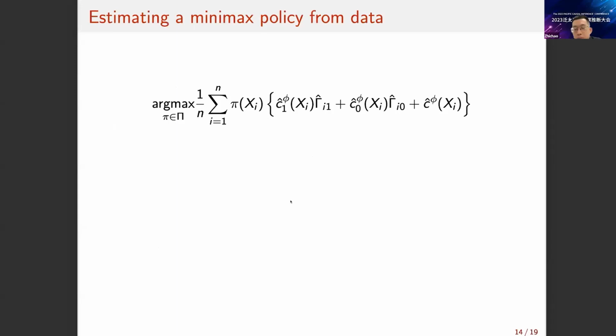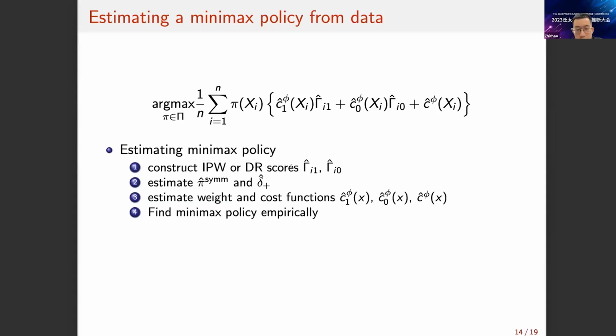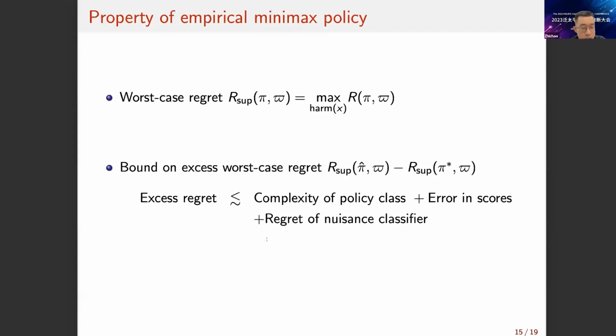And to solve the minimax policy from the observed data, we can replace the terms in the general form with their empirical analogs. We can first compute the scores, IPW or the robust scores, and then estimate the pi sim and delta plus from these scores, and then obtain the weight and cost functions, and finally solve this weighted classification problem to obtain the minimax policy empirically. And in our application, we solve this classification problem using the SVM. And I'll skip the theory since I don't have enough time.